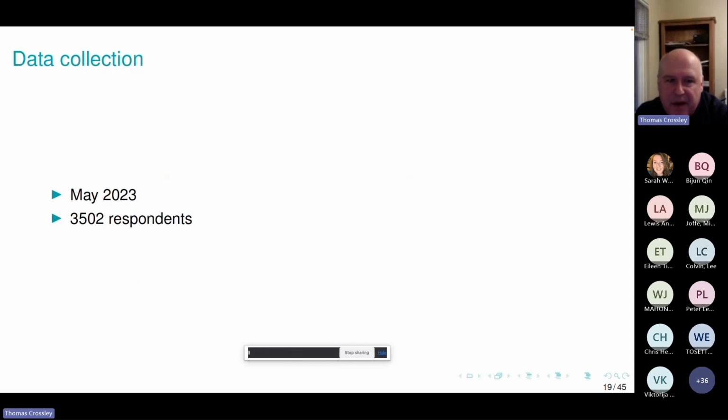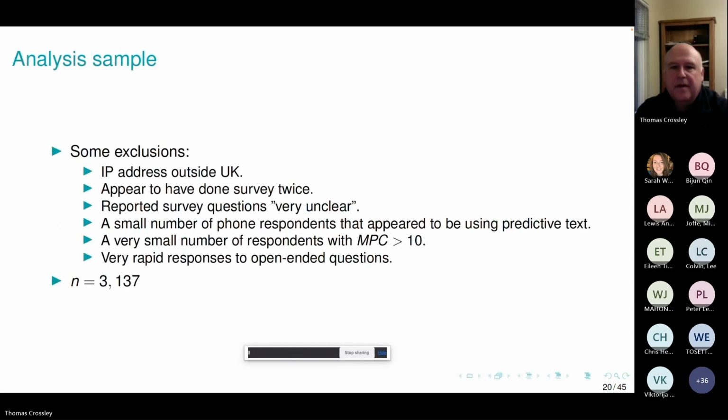The data collection happened in May of this year, and we obtained a sample of 3,502 respondents. We have an analysis sample that's 10% smaller. There are a small number of exclusions. There are some people that appear to do these surveys from outside the UK. We excluded those. There are some people who appear to do these surveys multiple times, so we'd have somebody from the same IP address with identical demographics, and then we would delete both of their cases from the sample. At the end of the survey, we asked some open format questions about how clear or unclear respondents found the survey.